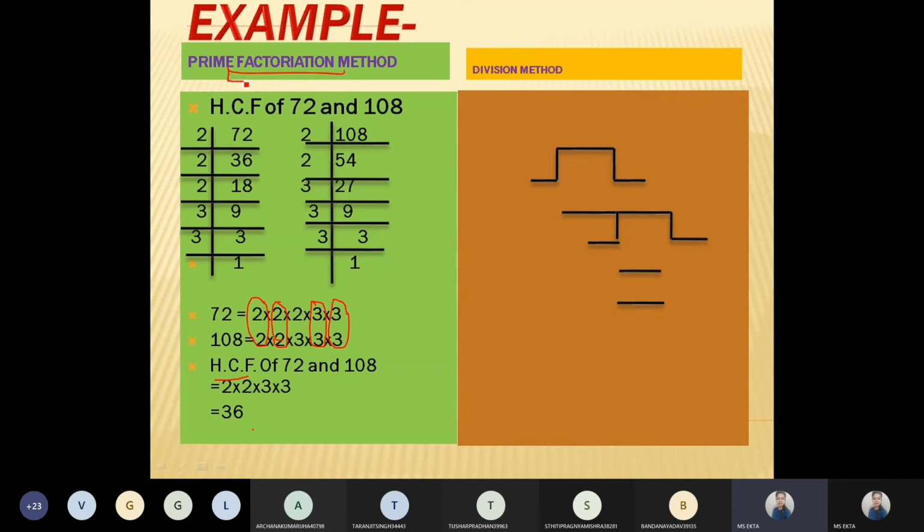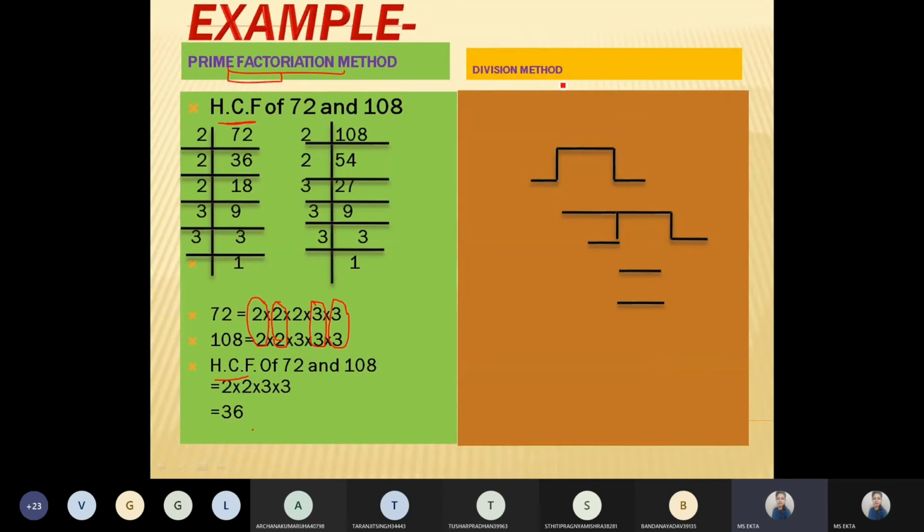Children, you have already done the prime factorization. Here we have learned how to find out HCF. How to find out HCF? Get the common factors, multiply them, and then you will get the HCF, highest common factor.